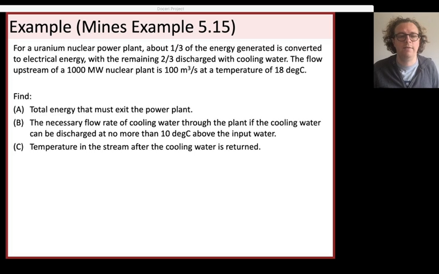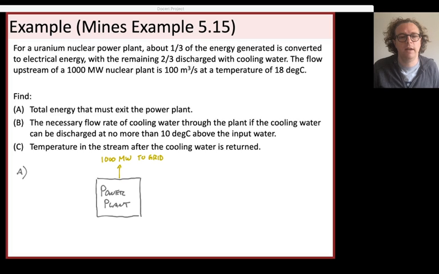And here's what we're after. How much energy exits the power plant? What's the flow rate if we're allowed to discharge water at no more than 10 degrees warmer than what we take in? And that's a common requirement, because you're going to want to minimize environmental impact by controlling how hot that discharge could be. And finally, what's the temperature in the stream after that cooling water gets returned in its heated state? So let's deal with part A first.